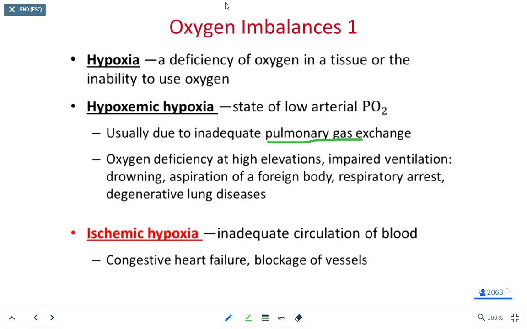We can also have ischemic hypoxia. Ischemic hypoxia isn't necessarily going to be associated with the pulmonary exchange, but instead is going to be associated with the circulation of blood. So in these situations, the lungs are functioning all right. It's the heart's ability to move the oxygen around the cardiovascular system that's causing the problem. And it can either be from the heart directly, or we can have an obstructive disease blocking the blood vessels.